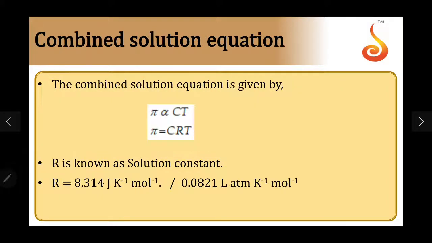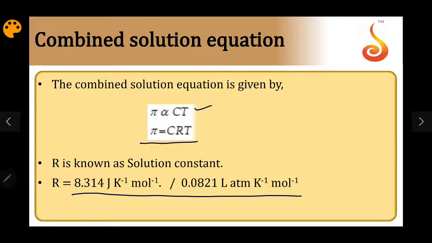If you combine both, the combined solution equation, similar to the combined gas equation, pi is proportional to C and T. So pi equals CRT. R is known as the solution constant, which has the same value as the gas constant, that is 8.314 joule per Kelvin per mole and 0.0821 liter atmosphere per Kelvin per mole.